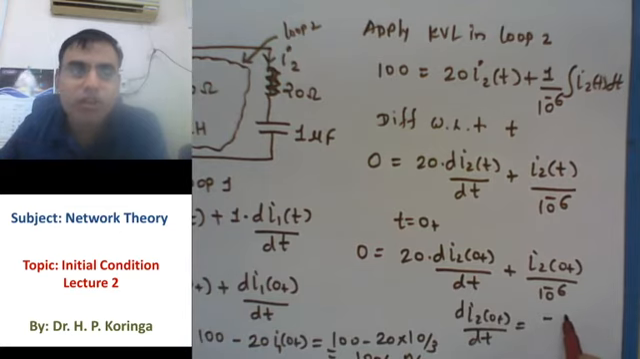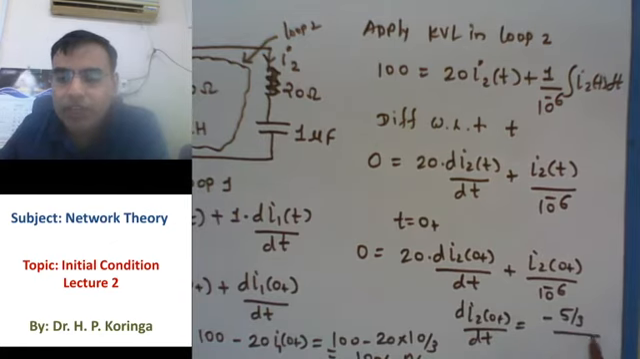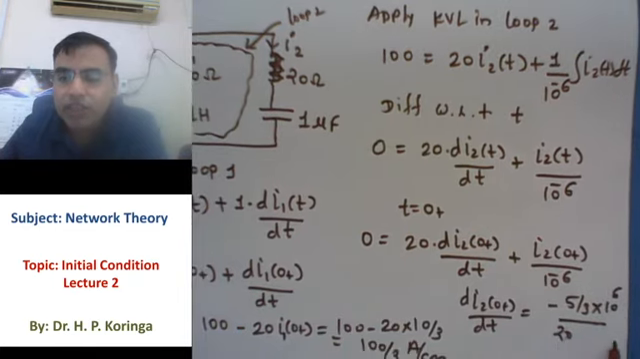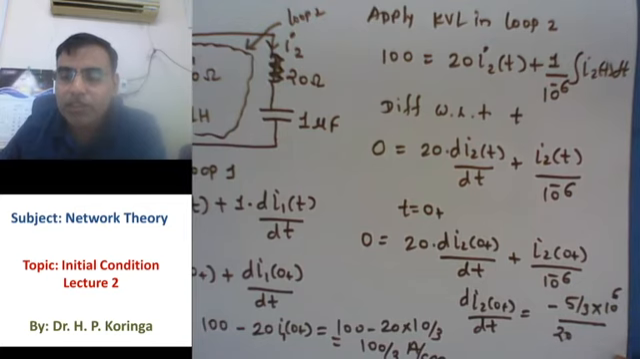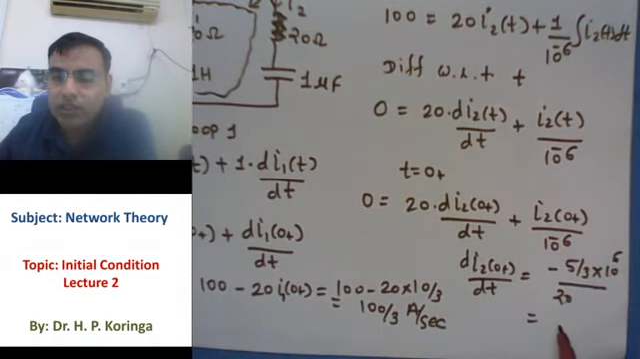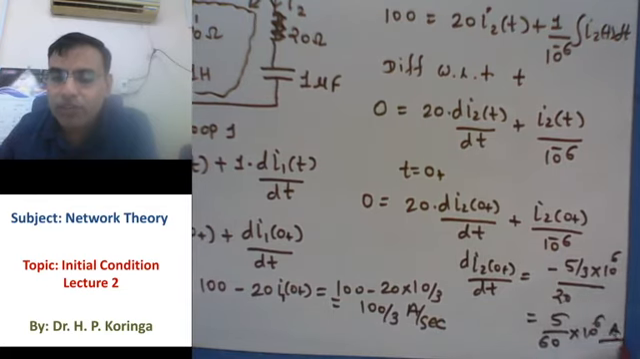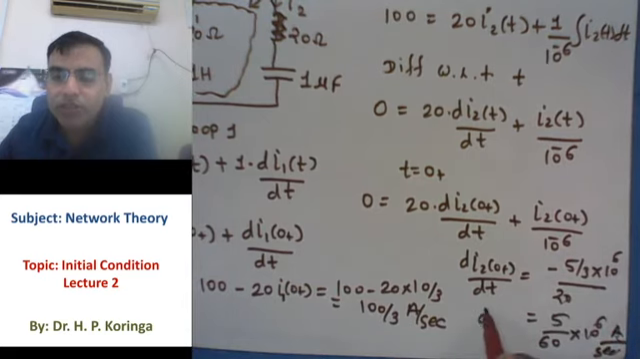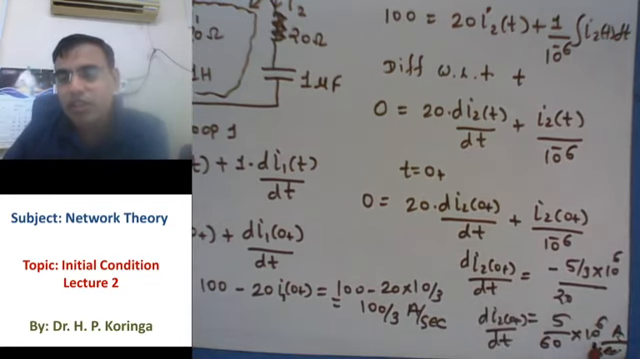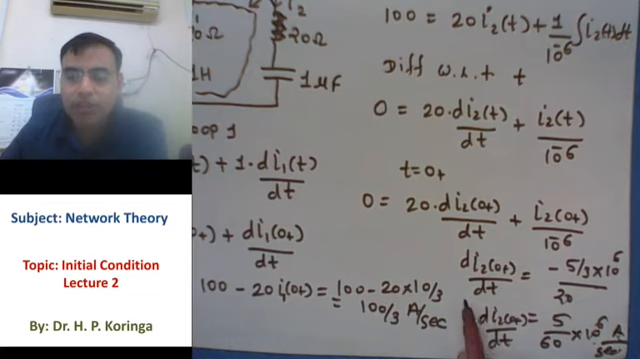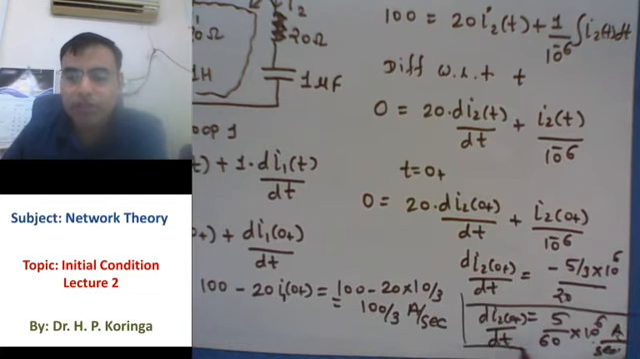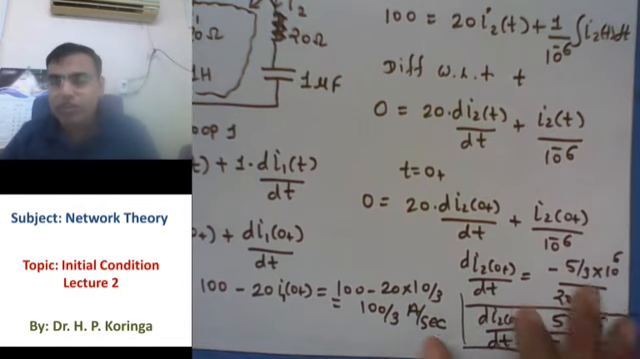I2 of 0 plus is 5 by 3, divided by 20 into 10 raised to minus 6, so it is plus 10 raised to 6, right? 5 by 3, so 5 by 60 into 10 raised to plus 6 ampere per second square. So the value of di2 of 0 plus divided by dt is equal to 5 by 60, or 5 by 6, 10 raised to 5 ampere per second square.